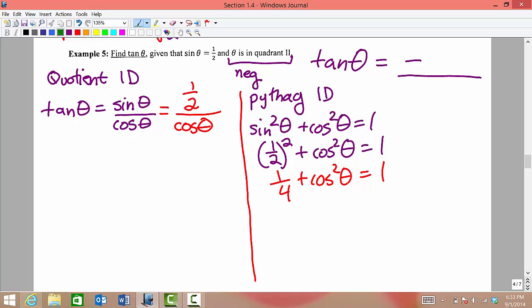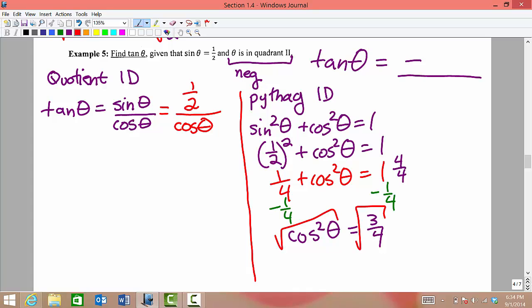We will have to solve for cosine squared theta, so we will subtract 1/4 from both sides. Now I know that cosine squared theta is equal to 4 over 4, which is how we would rewrite 1 so that we have a common denominator with negative 1/4, and that gives us a positive 3/4. Then take the square root of both sides. That leaves us with cosine theta is equal to plus or minus, and we're going to simplify this, the square root of the top divided by the square root of the bottom. The square root of 4 would be 2.